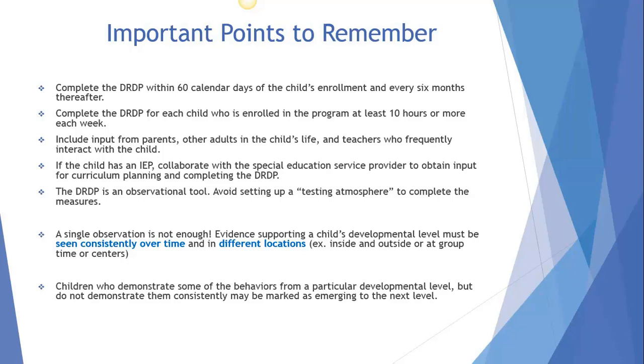So if we only have one piece of evidence, are we able to say that the child's developed it consistently and in more than one setting? No, because we only have one piece of evidence, so we can't say they've demonstrated it more than once because we only have one piece of evidence.